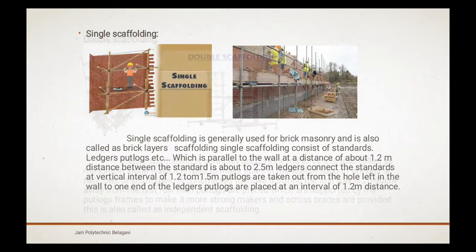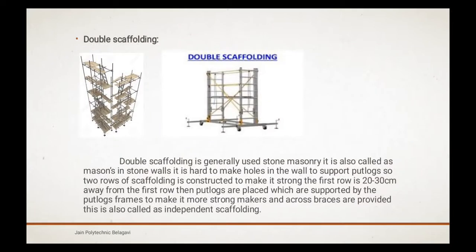Now double scaffolding. Double scaffolding is generally used for stone masonry. It is also called mason's scaffolding for stone walls. It is hard to make holes in the wall to support putlogs, so two rows of scaffolding are constructed to make it strong. The second row is 20 to 30 centimeter away from the first row. Then putlogs are placed which are supported by the putlog frame. To make it stronger, rakers and cross braces are provided.